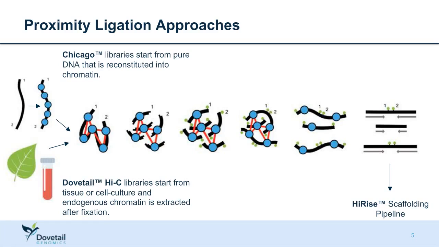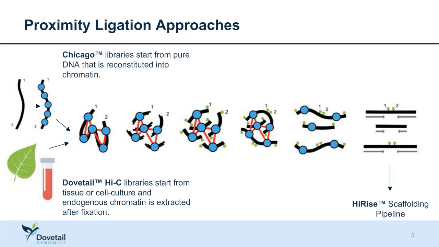I just want to point out that this applies to both Chicago and Hi-C, and the middle part of this cartoon is pretty much the same for both kinds of libraries. What's different between Chicago and Hi-C is the starting point all the way to the left. For Chicago, you start from pure DNA, whereas for Hi-C, you start from host tissue or cells. The difference is in the front and also at the back, which is the different aspects of data you get out.